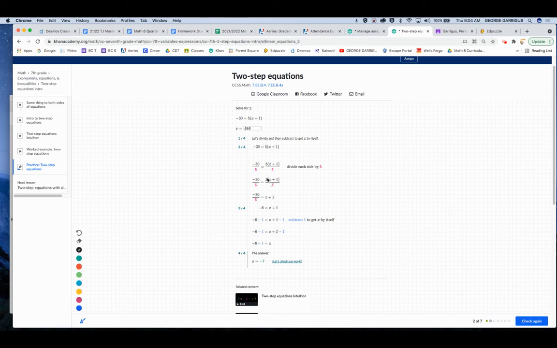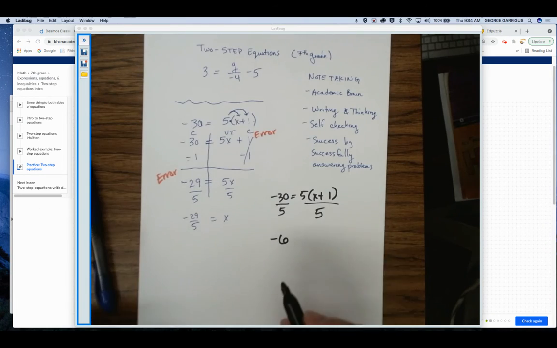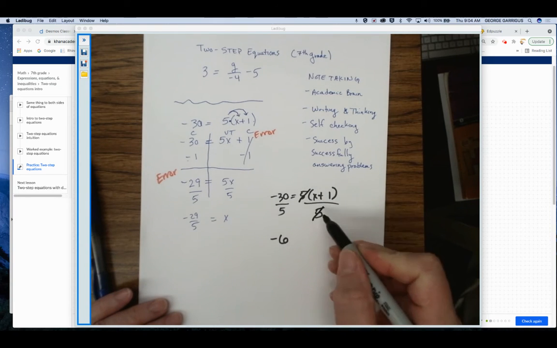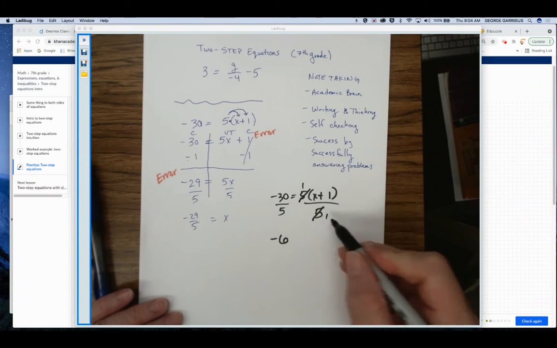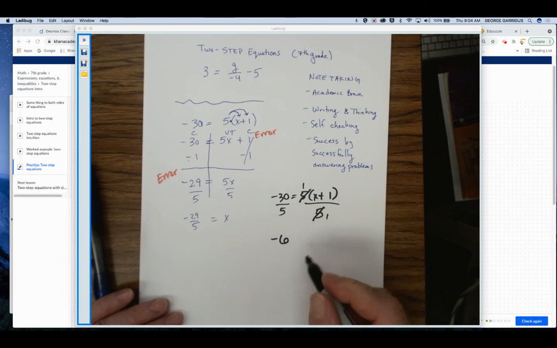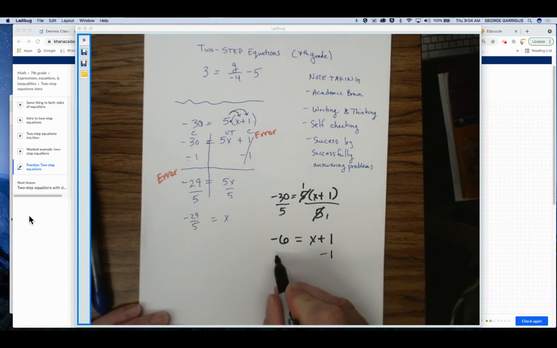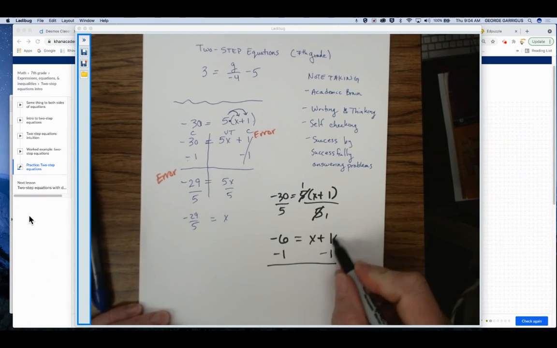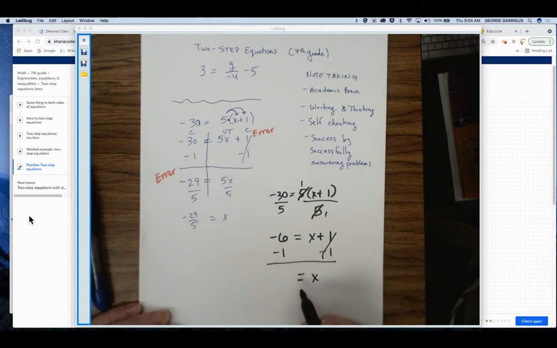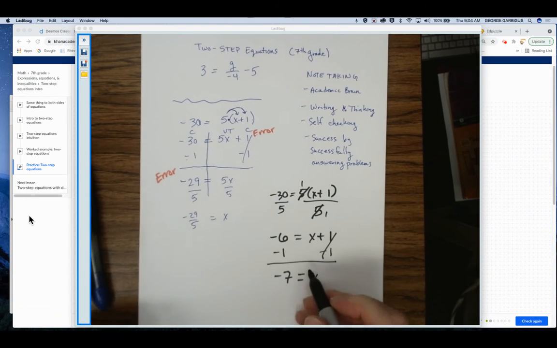So I'm going to copy what they've done. So I'm learning. They slashed out the 5s because the 5 goes into 5 once. And all that remained was x plus 1. Looks like a pretty good, simple thing. I think I could solve it from there. I think I could subtract 1 from both sides and get x equals negative 7.